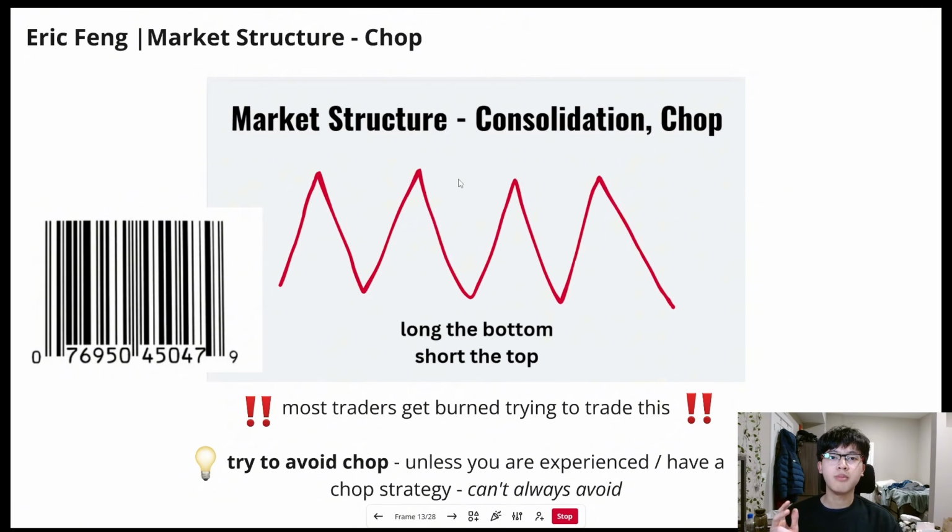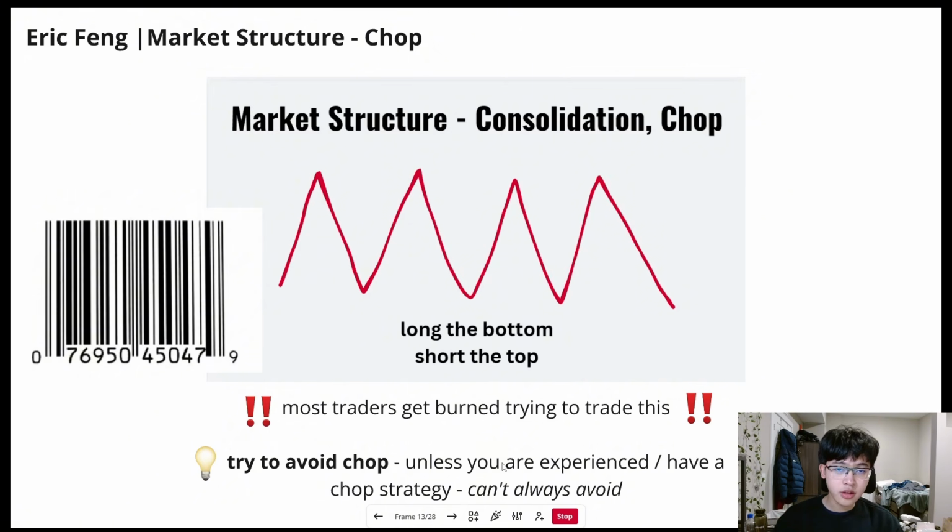Now, I will say most traders get burned or even blow up accounts trying to trade this chop and force trades during it. Why? Because usually when it's chopping, it's bad market conditions for most people. Unless you're experienced or have a strategy for chop, avoid it. There's no reason to trade this if you don't have to, because it's very unpredictable. You never know if it's going to whipsaw you out and completely destroy you.